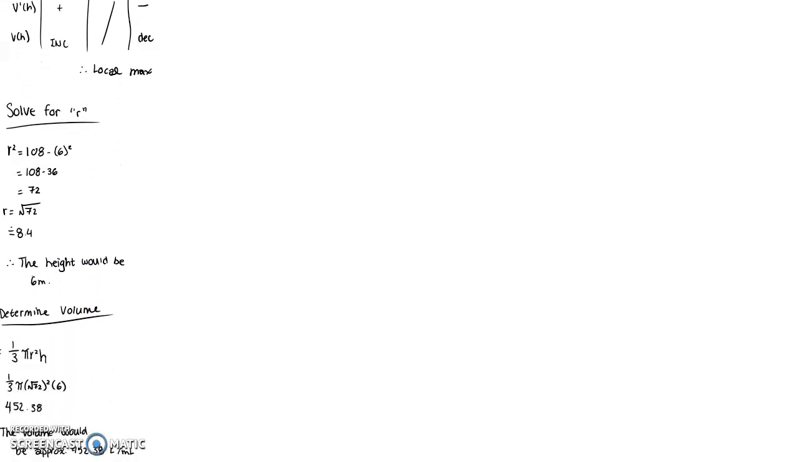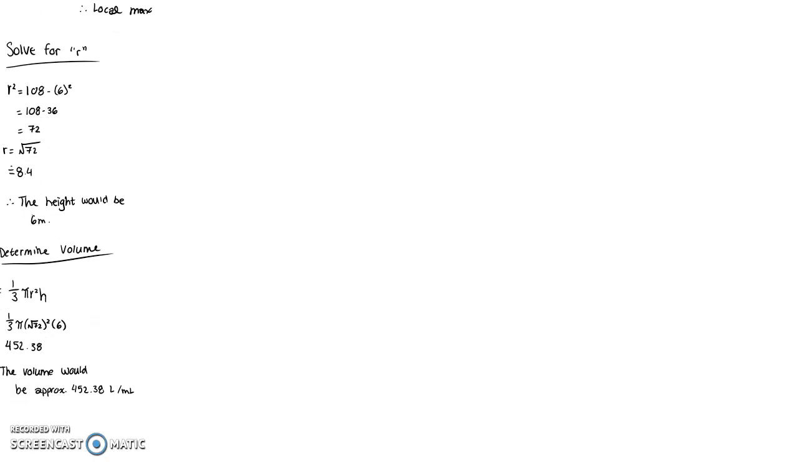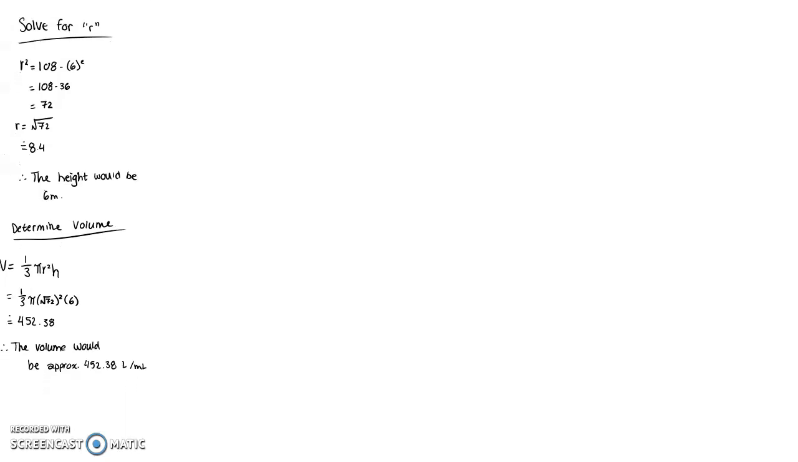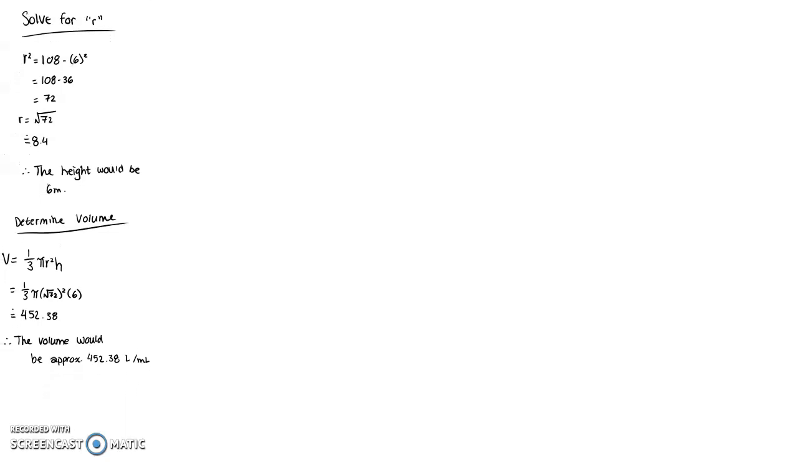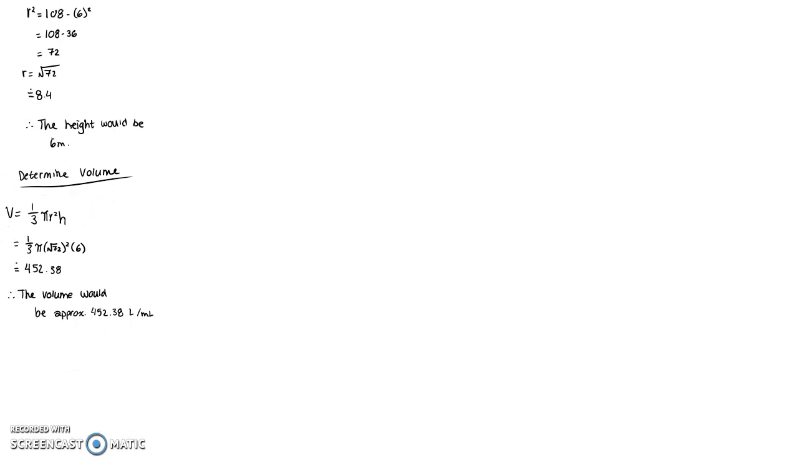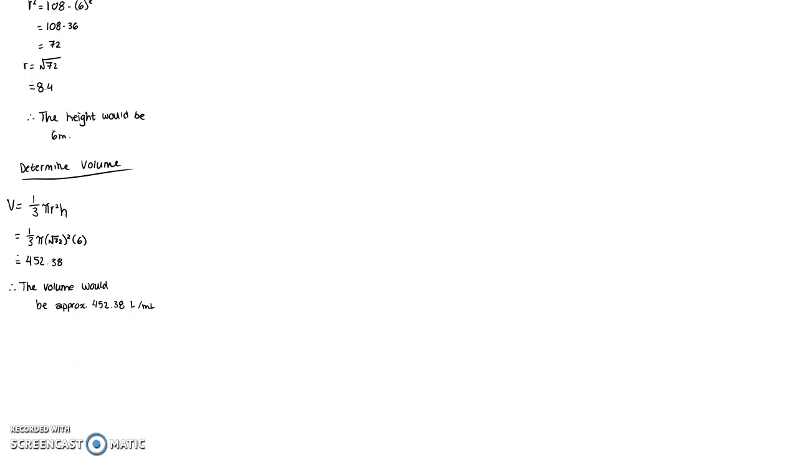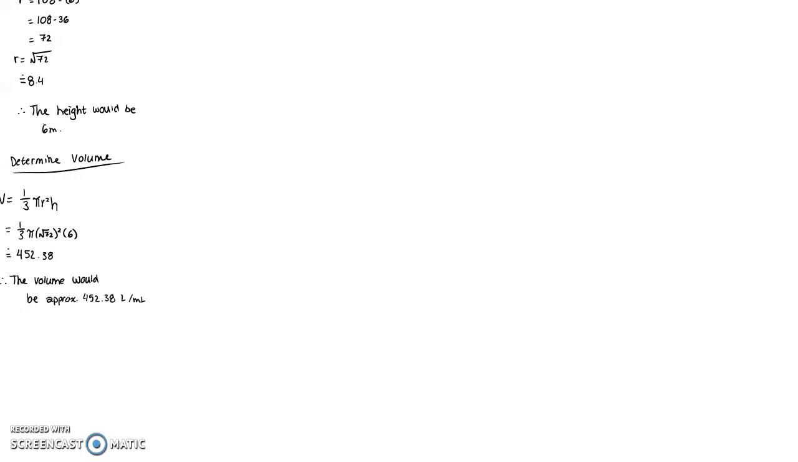Next, I want to solve for my r value. I knew that r squared is equal to 108 minus h squared, and I knew h now was 6, so I plugged in my 6 and ended up getting that r is the square root of 72, which in decimals would approximately be 8.4. So I concluded that therefore the height would be 6 meters, and here it does say V is equal to when I'm determining the volume next, but it just doesn't fit in the frame.